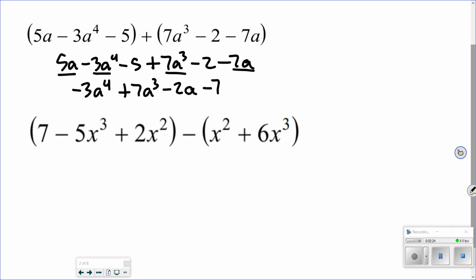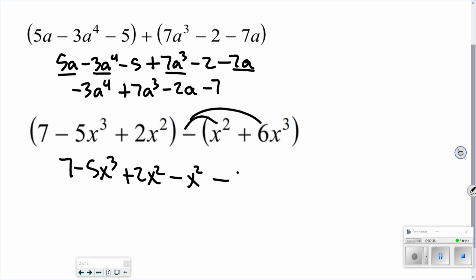Okay, the second one, we've got subtraction. When you go to subtract, same thing, write them without the parentheses. But what you have to be careful of is that minus carries through. So it's minus x squared minus 6x cubed. So you got to make sure that minus carries through to both of them. Now combine like terms. I've got a minus 5x cubed and a minus 6x cubed. Minus 5 minus 6 is a minus 11.